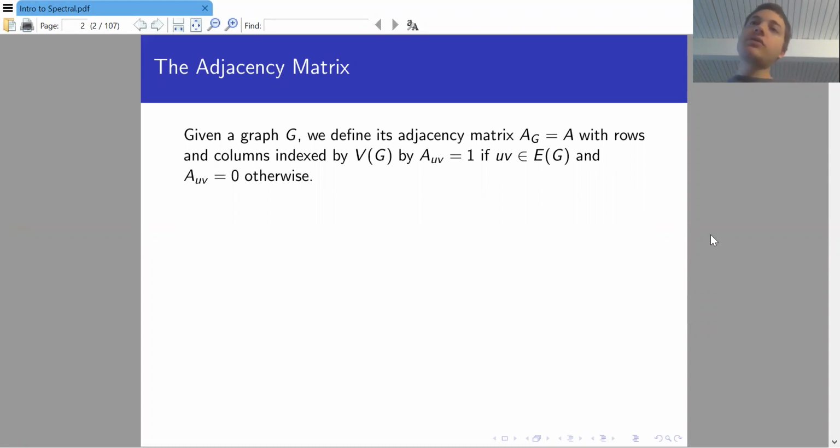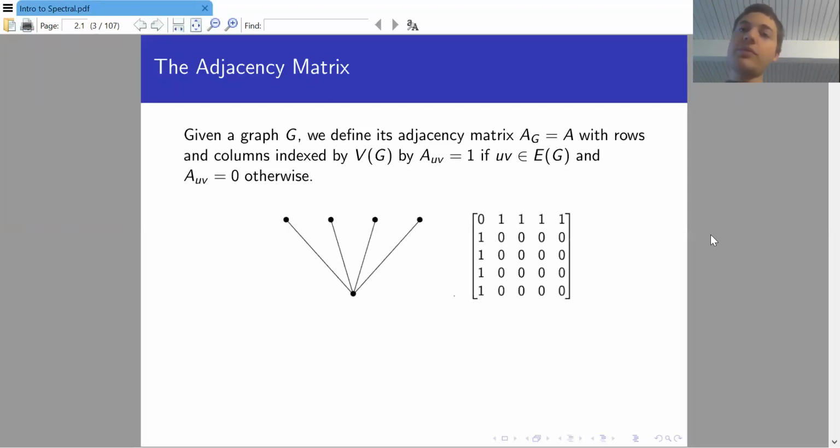And this matrix is a square matrix whose rows and columns are indexed by the vertices of your graph G, where we have the UV entry equal to 1 if UV is an edge in G, and 0 otherwise. So just this example to make sure we're all on the same page. If we look at the star, vertex 1 is adjacent to everything except itself. So in the first row, we put a 1 everywhere but the 0th entry. Similarly, each of these is adjacent to 1, so we put 1 here, and we put 0s everywhere else because there are no other edges.